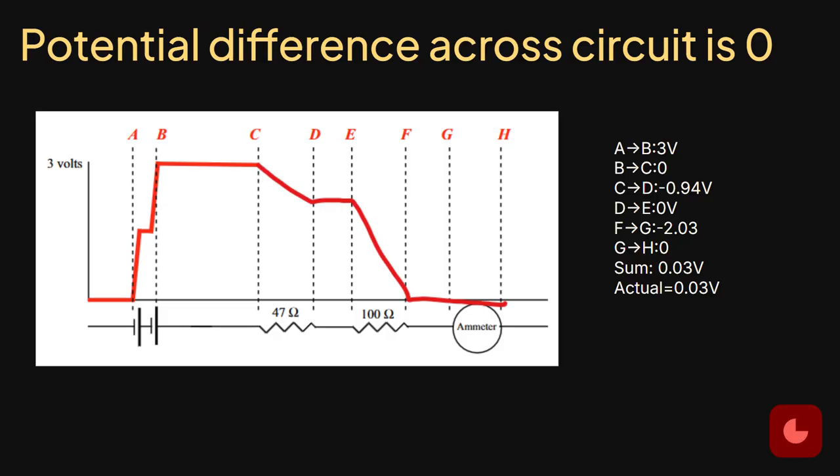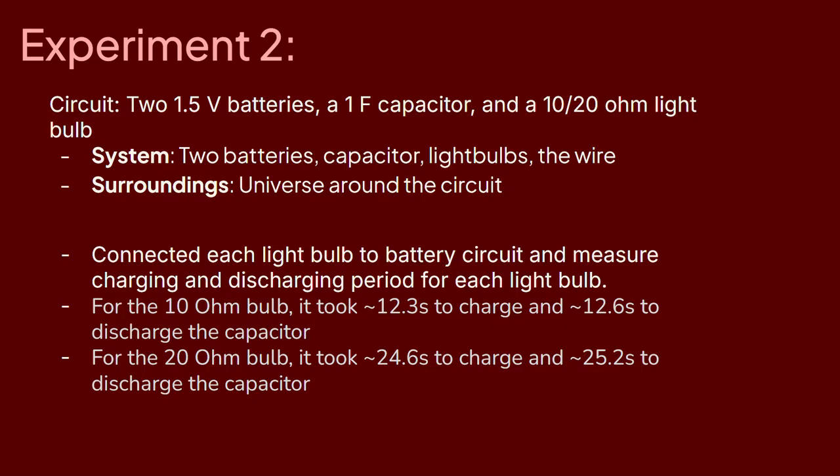And then if we look at the voltage between every 2 points and we sum them together, we can find the actual potential difference and also the expected potential difference. So the expected potential difference would be 0, but according to our measured potential differences, our actual total difference was 0.03, which was still fairly close to 0.